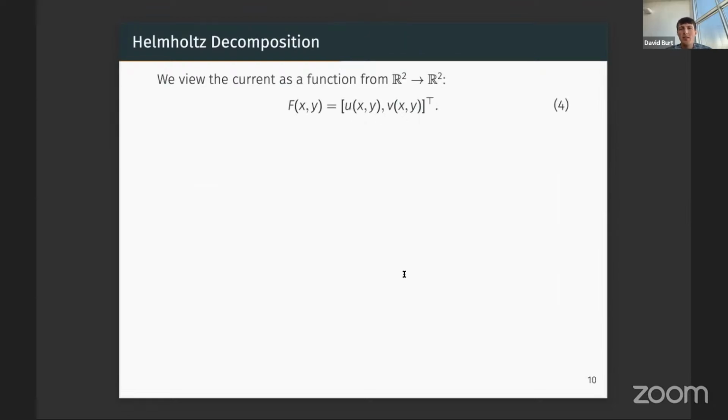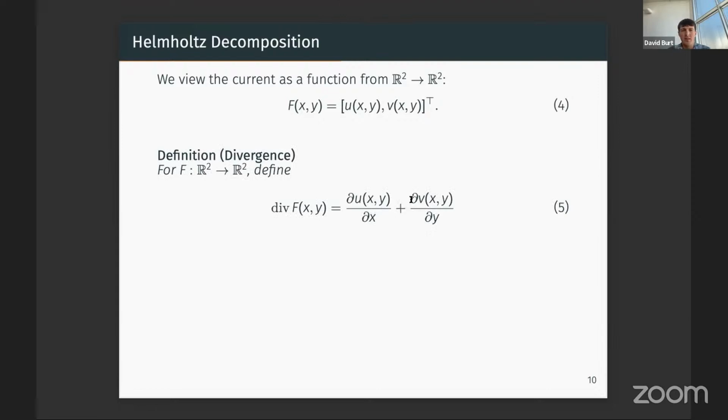Okay, so I've mentioned the Helmholtz decomposition a few times. I've also mentioned divergence quite a bit, so I'm now going to briefly go into what these are. As on the previous slides, we're going to view the current as a function from R2 to R2. So we, again, have it as a function of latitude and longitude. We have a latitudinal velocity and a longitudinal velocity.